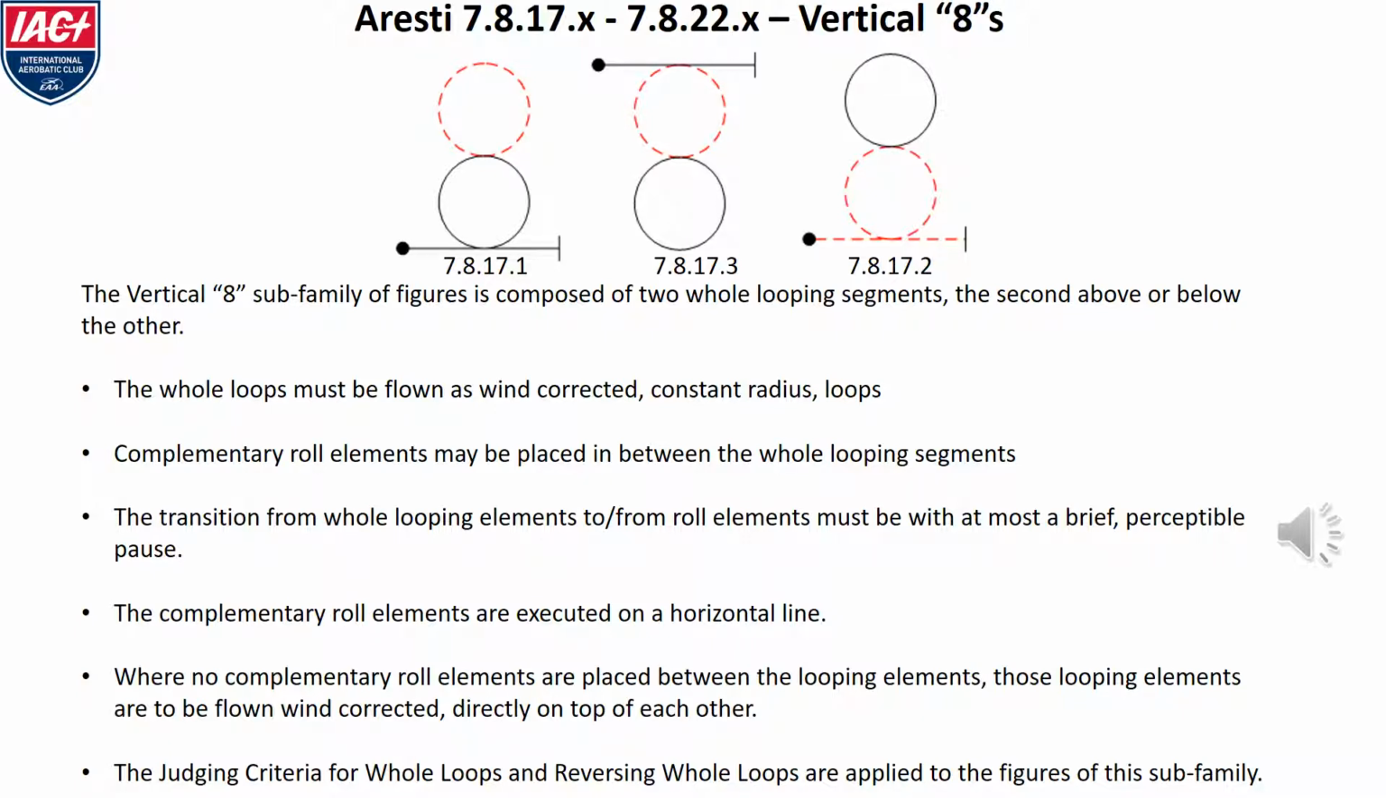The transition from whole looping segments to roll elements must be at most a brief perceptible pause. Complementary roll elements added between the two loops are executed on a horizontal line. Where there are no complementary roll elements between the loops, they should be flown to be wind-corrected and placed directly on top of each other.